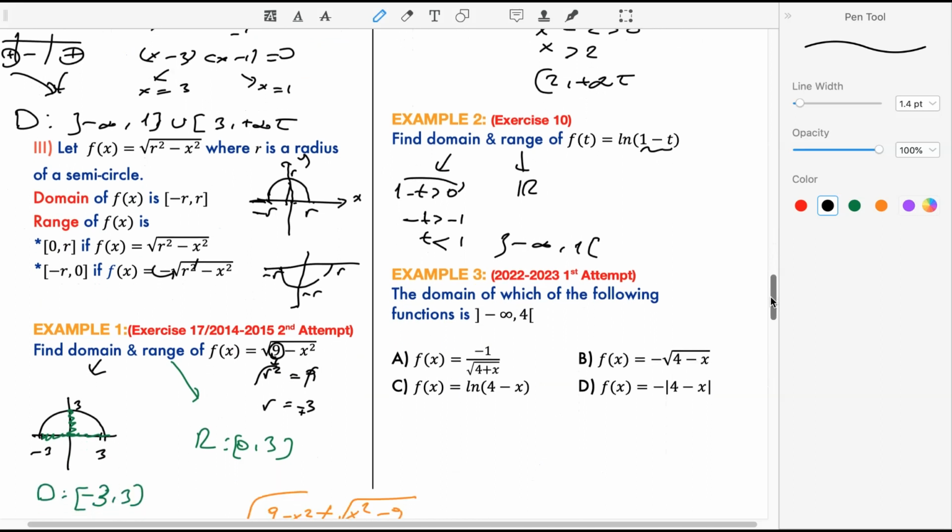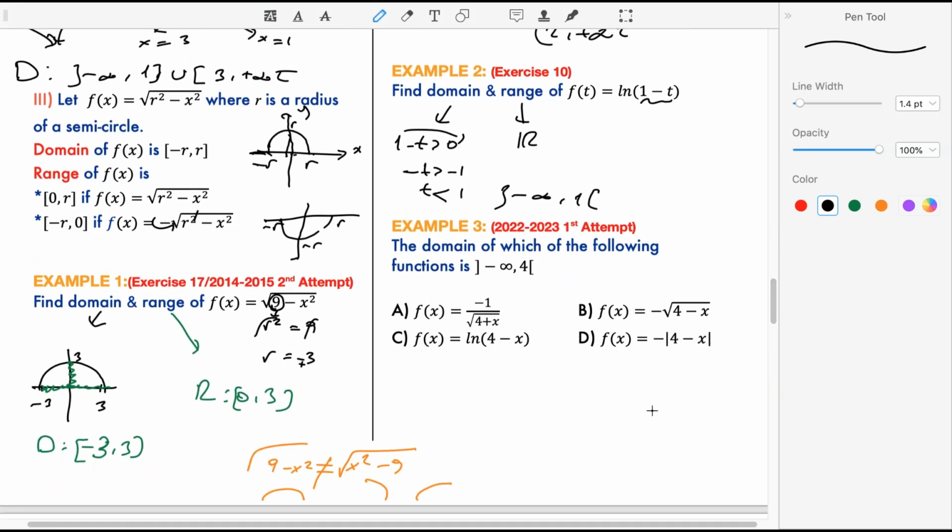Alright, so, 2023 first attempt ministry question. The domain of which function is from negative infinity to 4? So let's look at ln first. 4 minus x must be set as greater than 0. Bring 4 or x to the other side. Negative x is greater than negative 4. Multiply or divide both sides by a negative number, so the direction of the inequality symbol will change. x is less than 4 means from negative infinity to 4. So that's the correct answer.